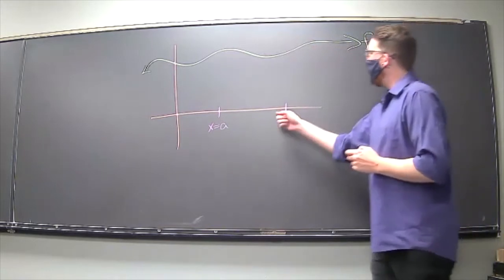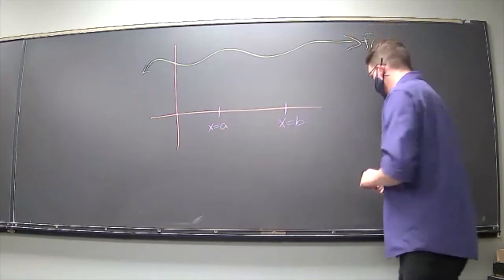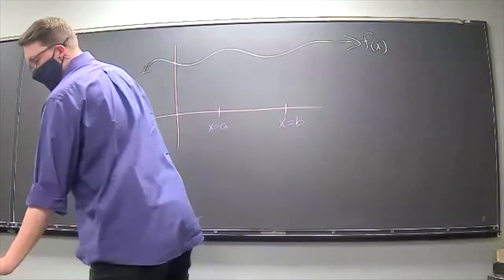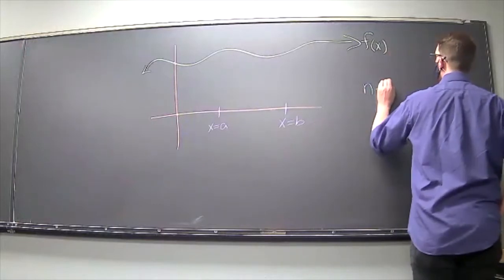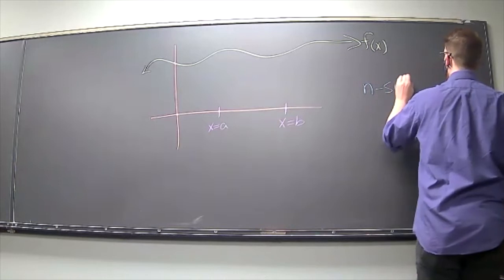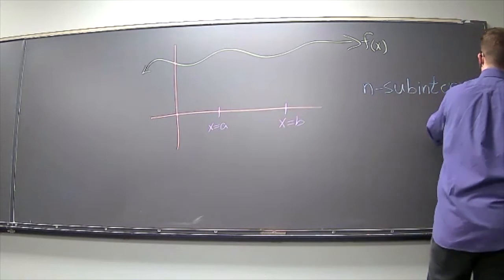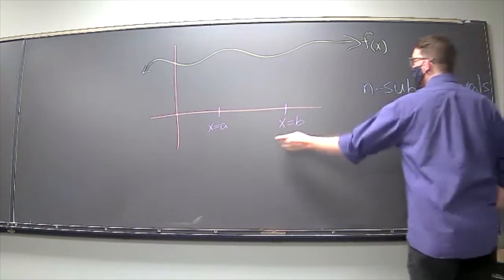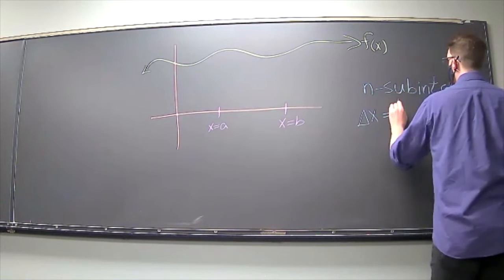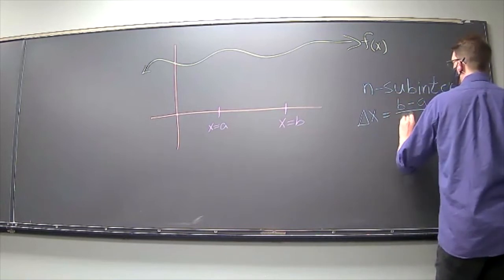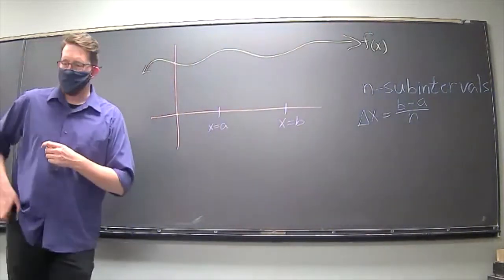Now we want to break this interval up into equal subintervals, or subintervals of equal length, we should say. So we're going to say, all right, we want n number of subintervals. Then what that means is the length of each of those subintervals, delta x, is going to be equal to the length of our interval divided by n. Because this just breaks it up into n parts, right?